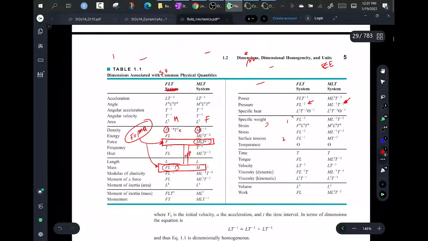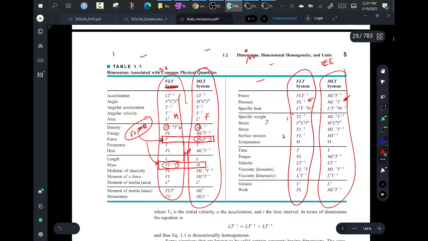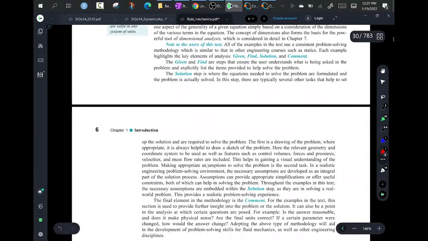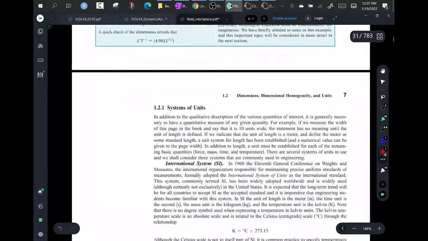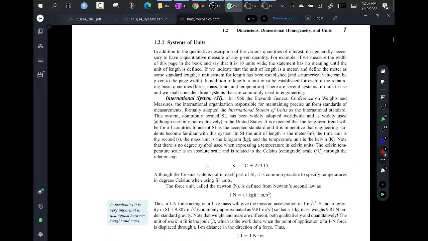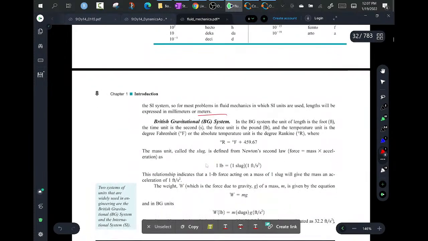In none of these columns does everything have an F, an L, and a T, no M's. Everything here has an M, an L, or a T, and no F's. So units play a big role in fluids. They play a big role in everything. But we'll go on. As we go on, he talks about systems of units, whether you want to use the SI or the British gravitational.